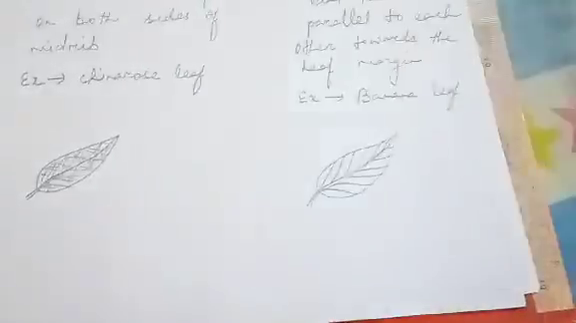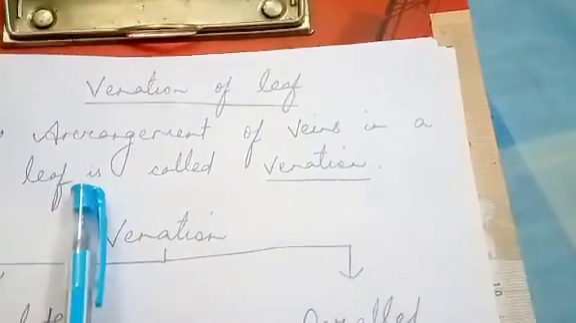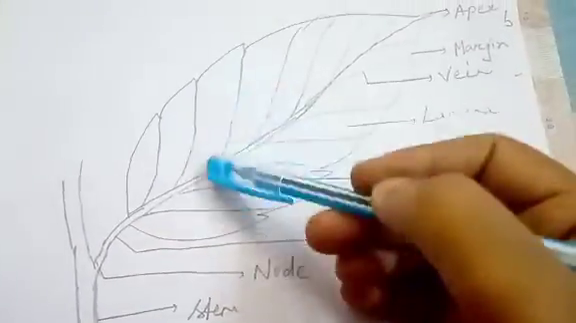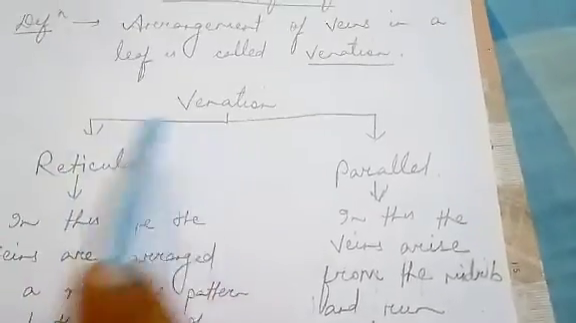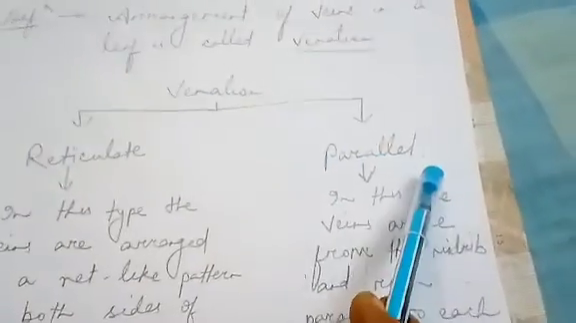Coming to the next part, venation. What is venation, children? Venation is the arrangement of veins in a leaf. How in a leaf? See here, you can see in this diagram the veins. This arrangement of veins in a leaf is called venation. Now you can see here I have done it schematically. Venation is of two types, reticulate and parallel.